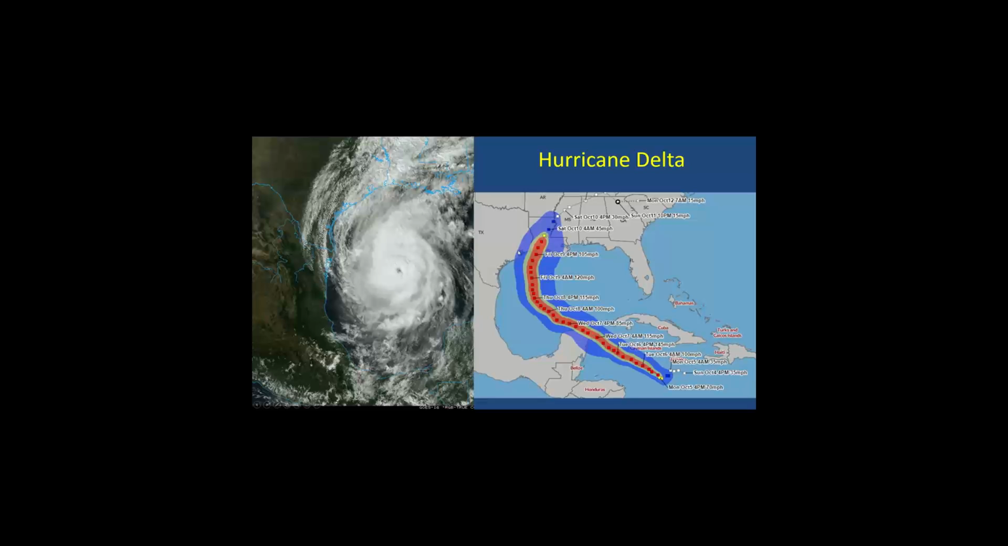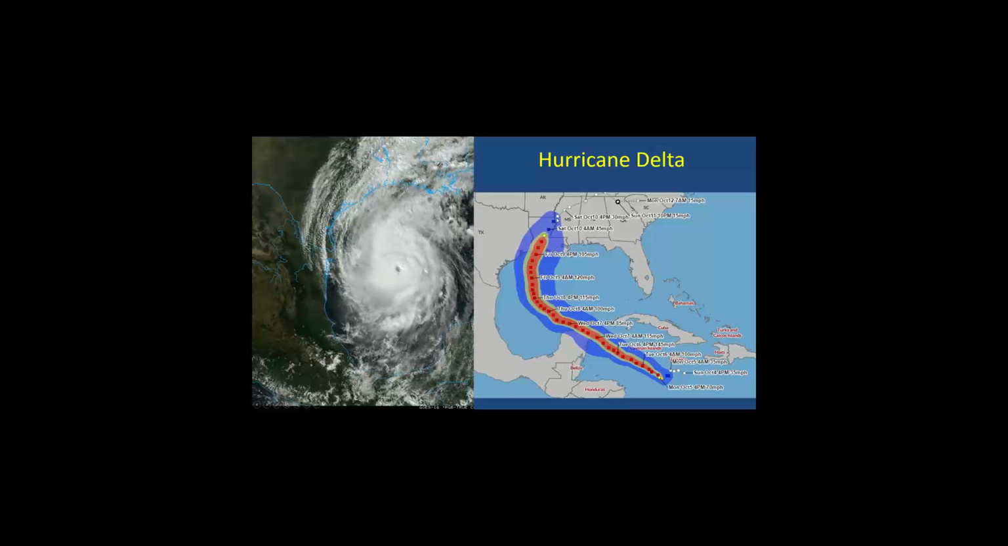So one difference between Delta and Laura, even though they made landfall very close to one another, Delta was a lower category storm. It was a category 2 at landfall, but it was bigger. It actually extended into our area as far as the wind fields go. So a higher category hurricane making landfall in this area, moving fairly steadily along.